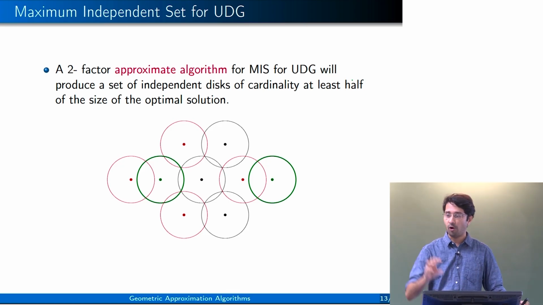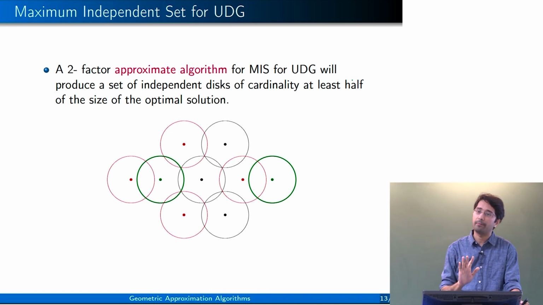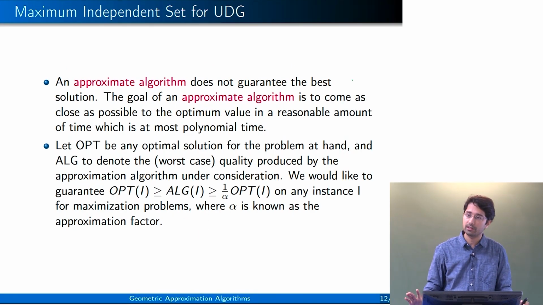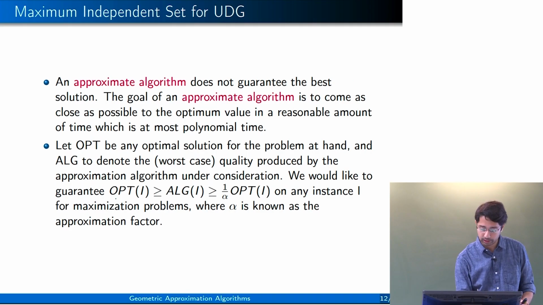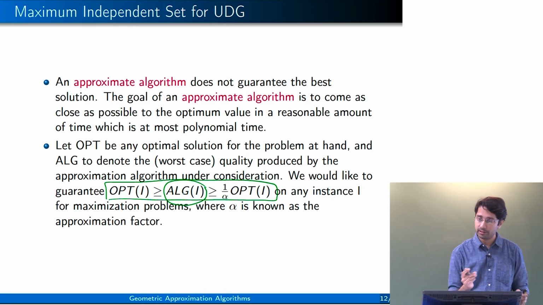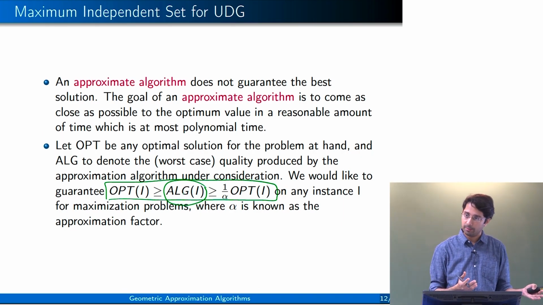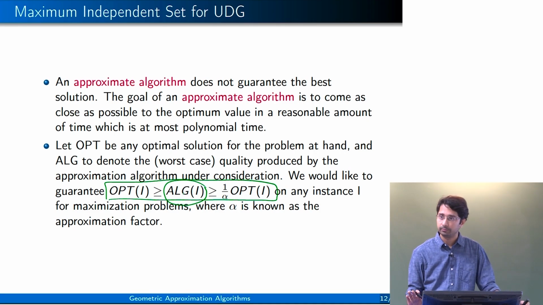You give me any instance, if opt is say k, my algorithm will produce an output of say alpha times opt. Alpha is the approximation factor. I will not be able to produce the maximum, but I will produce something which is close to maximum. This is the formal definition of an approximation algorithm. Opt is the optimal solution. Given any instance, I cannot give you opt, maybe for some instance I will be able to, but the output will be at least 1 by alpha times opt. Clear? This is known as an approximation algorithm.